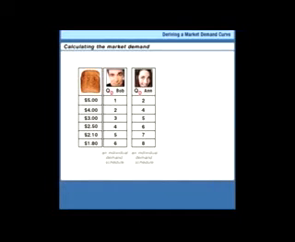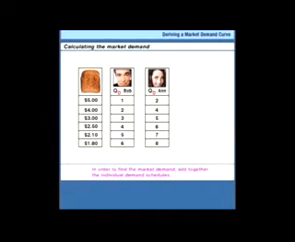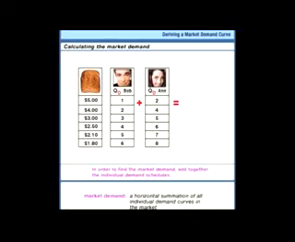Suppose now that Bob and Ann are the only buyers in this market. In order to find the market demand for bread, we need to add together their individual demands. So to find the market demand for bread, take the quantity of bread that Bob demands at each price and add to it the quantity of bread that Ann demands at each price. That will give you the market demand for bread. So at a price of $5, Bob wants 1 loaf of bread per week. Ann wants 2 loaves of bread per week, for a total of 3 loaves of bread in the market.